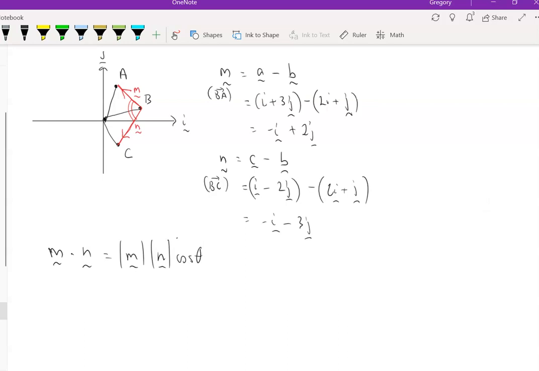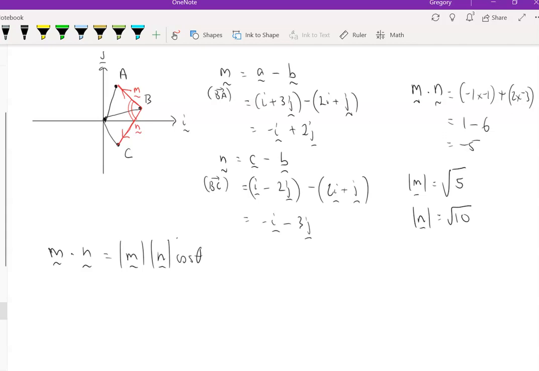So a few things that I have to calculate here. You'll notice I need m dot n. So the first thing I'm going to do over here, m dot n is going to be negative 1 times negative 1 plus 2 times negative 3. So that's going to be 1 minus 6, which is negative 5. I also need the magnitude of m. So that's going to be 1 squared plus 2 squared, which is 5, and the magnitude of n, which is going to be 1 squared plus 3 squared, which is 10.